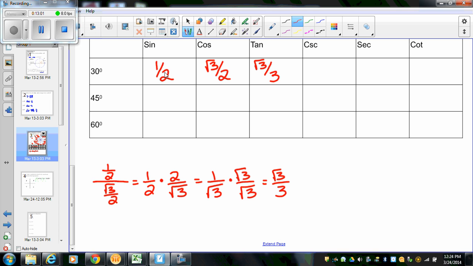Cosecant would be the reciprocal of sine, so it would be 2. Secant would be the reciprocal of cosine, so you would need to rationalize that. Instead of 2 over the square root of 3, it would become 2 square root of 3 over 3. And then cotangent is the reciprocal of tangent, so instead of 1 over the square root of 3, it would just be the square root of 3. All right, so I want you to pause the video again and fill out the table for 45 degrees and for 60 degrees.